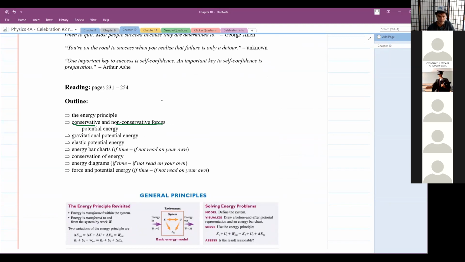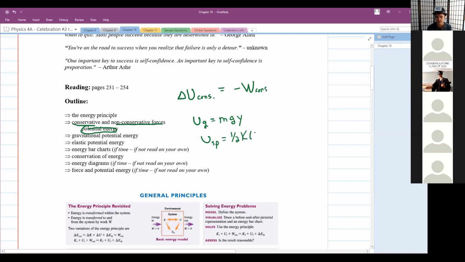The big thing about conservative forces is you can define a potential energy. And the way we define potential energy is we don't define the potential energy itself, but we define how much the potential energy changes for a conservative force as being negative the work done by that conservative force. From that, what I derived for you was that gravitational potential energy is given by mgy, and elastic potential energy is 1/2 k times delta x squared. For gravitational potential energy, you can define y equals 0 anywhere.